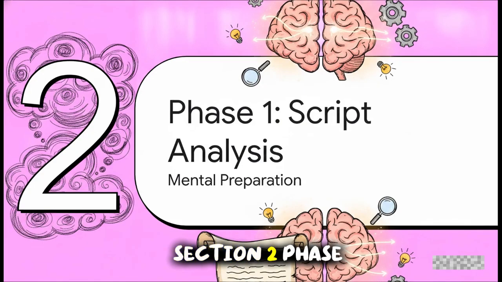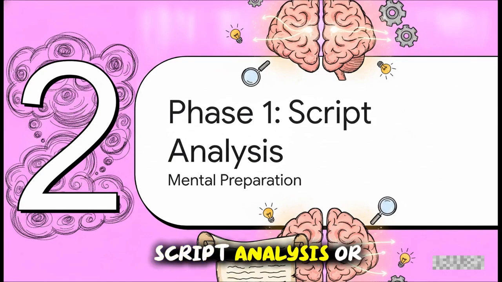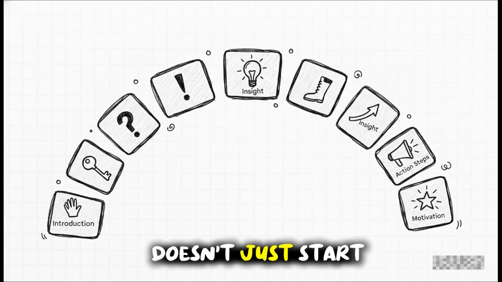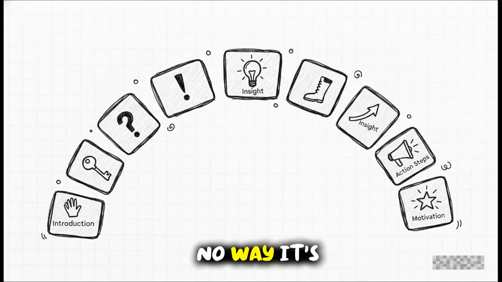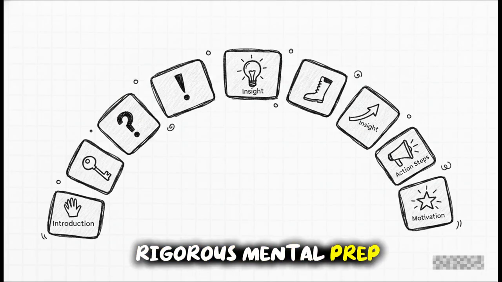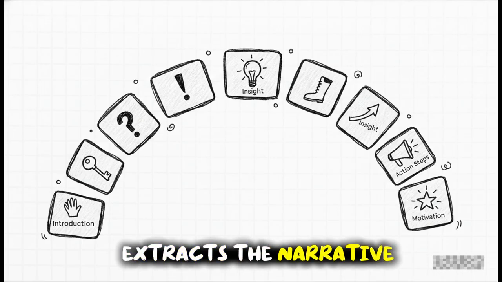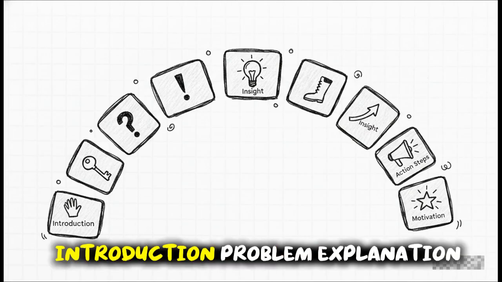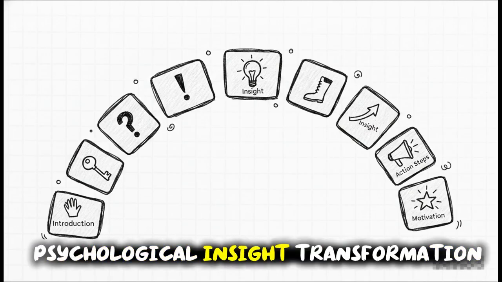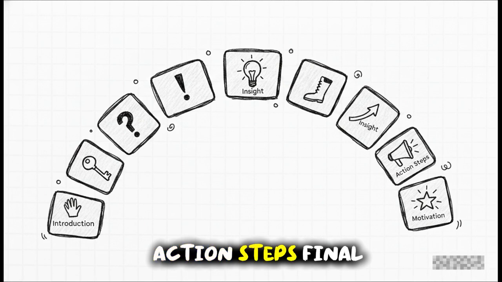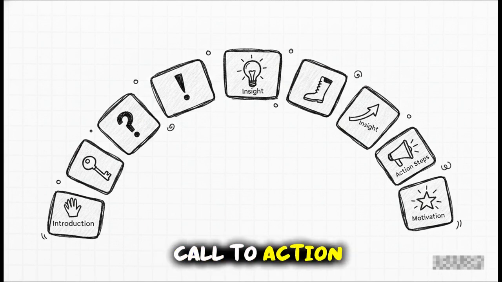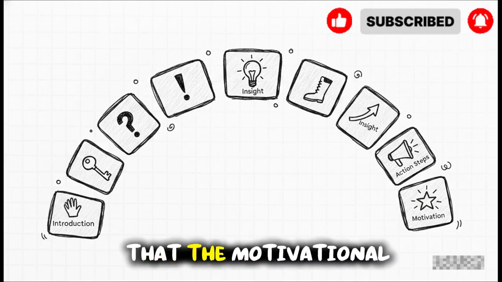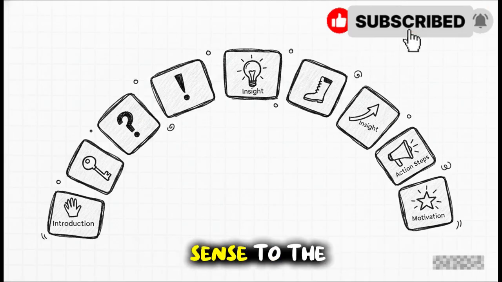Moving on to section 2, phase 1, script analysis, or the mental preparation. What's really fascinating here is that the AI doesn't just start spitting out images right off the bat. No way. It's forced into a rigorous mental prep, where it systematically extracts the narrative structure first. It has to break the script down into a highly specific flow: introduction, problem, explanation, psychological insight, transformation, solution, action steps, final motivation, and finally, the call to action. By forcing the AI to map all of this out logically, it pretty much guarantees that the motivational journey is actually going to make structural sense to the viewer.